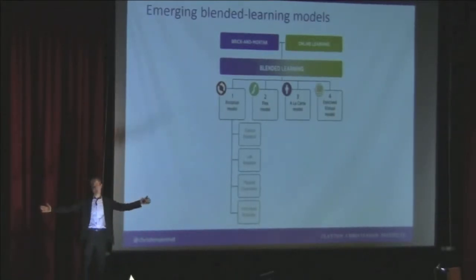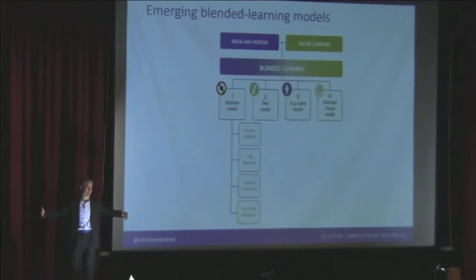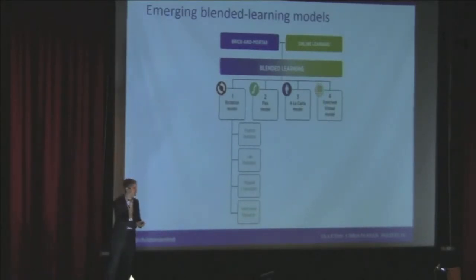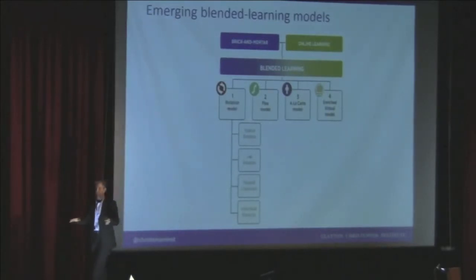Blended learning looks lots of different ways in lots of different places. This is a confusing chart we created to try to capture this burgeoning taxonomy of different models. And at the top, you see brick and mortar schools, they meet online learning, and they have a baby whose name is online learning. Excuse me, blended learning. And blended learning has lots of offspring, okay?